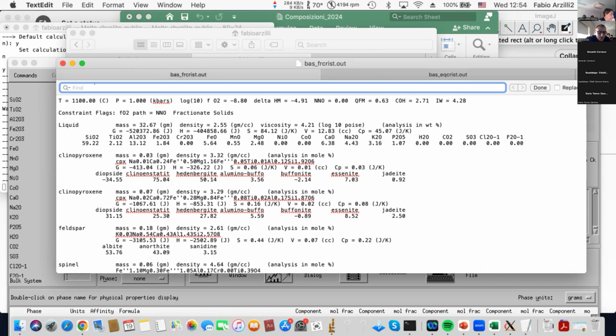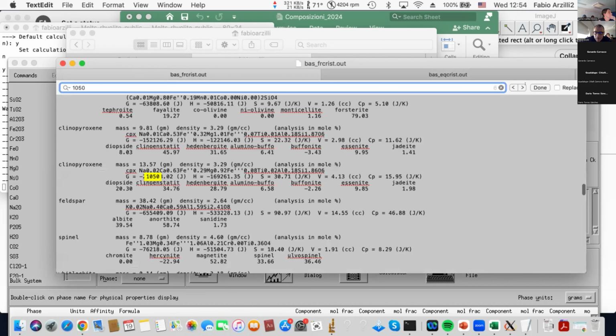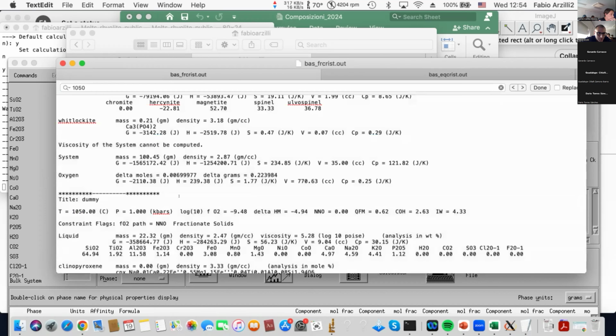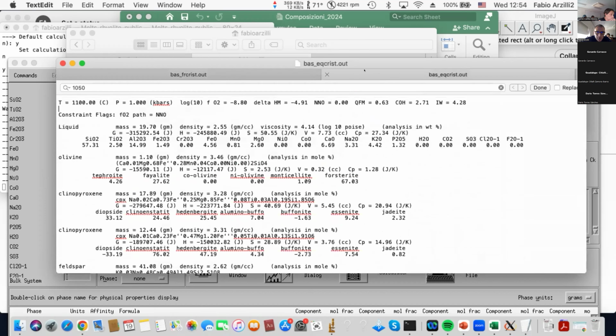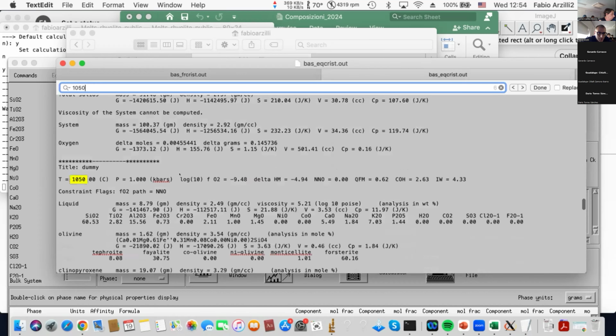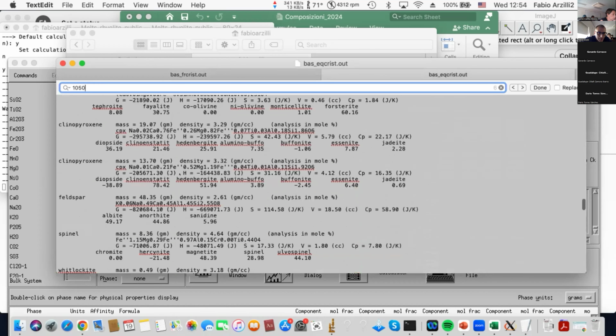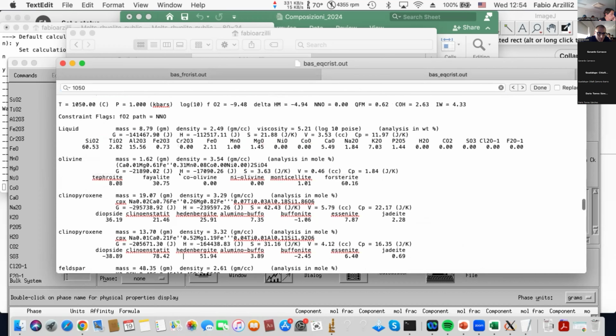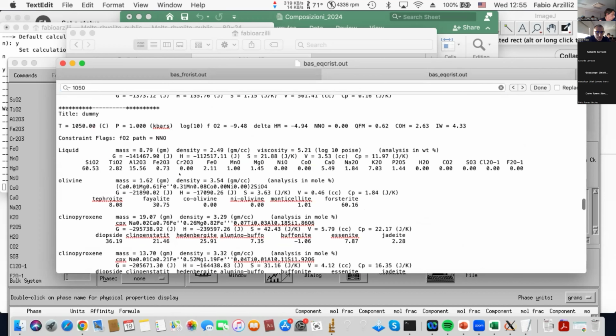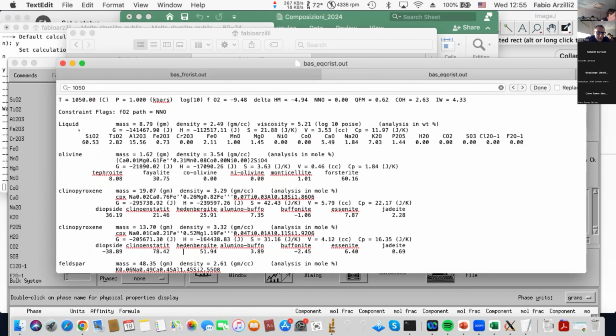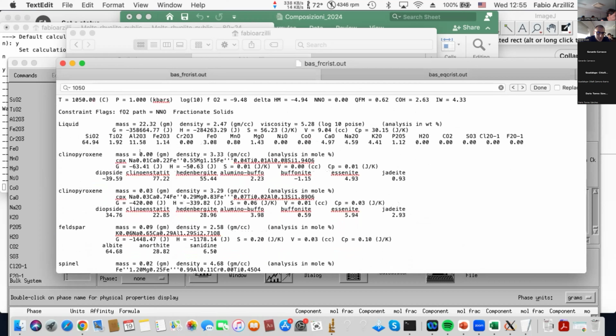And now what we can observe is what is happening at 1050. So here is fractional crystallization at 1050, and the same here, 1050. That's great. So with the equilibrium crystallization, we reach silica 60.5. With fractional crystallization, silica 65. Okay.